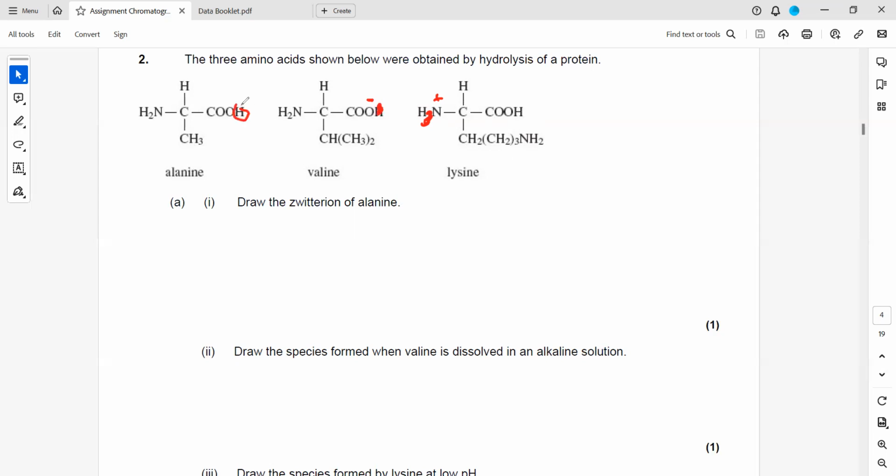And the zwitterion in a neutral solution, one side loses a proton and another side gains one. So this will become plus and this will become minus. That is known as a zwitterion. Is it clear? Part A.